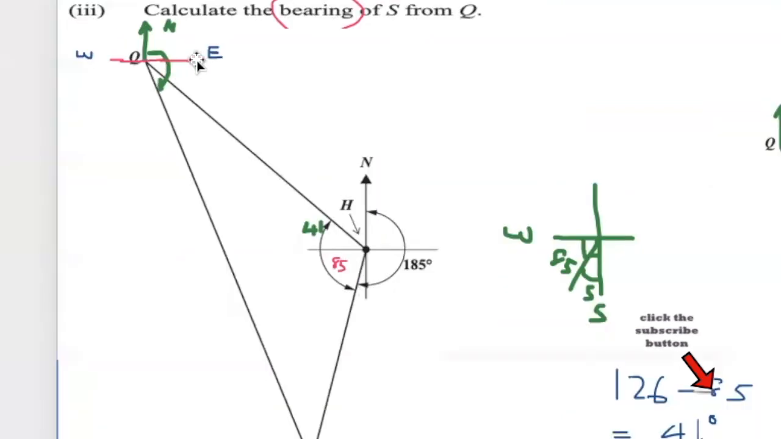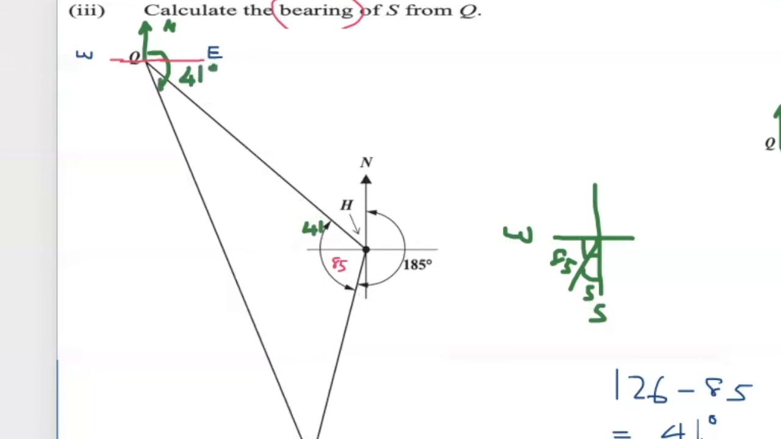If you look carefully, we have a Z angle. This is a Z angle. Look carefully, there is a Z angle. That's why I drew this line. So you can see the Z angle that's formed here. So if this is 41, then right here is also 41 degrees.